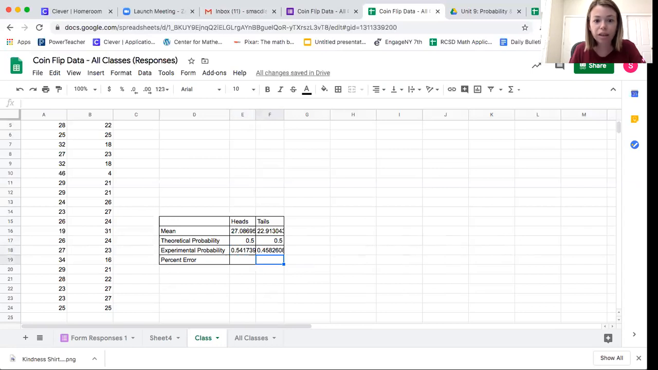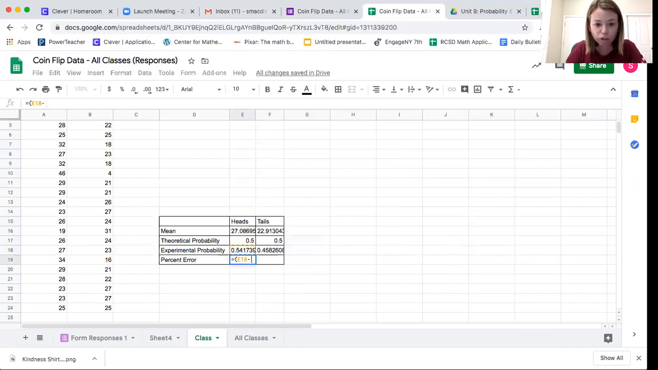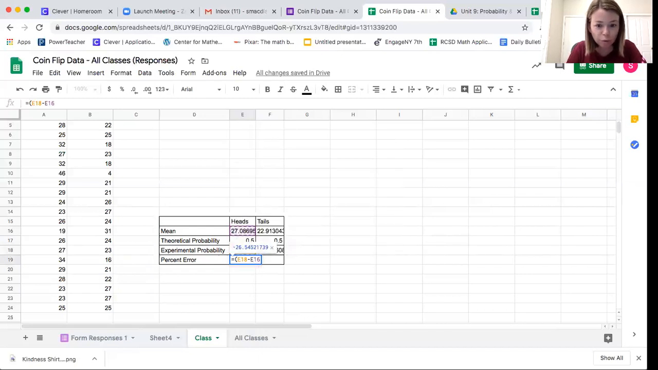And you can see that the experimental probability for tails is a little bit lower than 50%. So it's 0.458, and so on. Now we're going to calculate the percent error. If you remember from the last sheet, we're going to take the experimental probability, that's in cell E18, subtract the theoretical probability, which is E17, I had that wrong, divide by the theoretical probability, which is E17, and then multiply by 100 to get a percent.